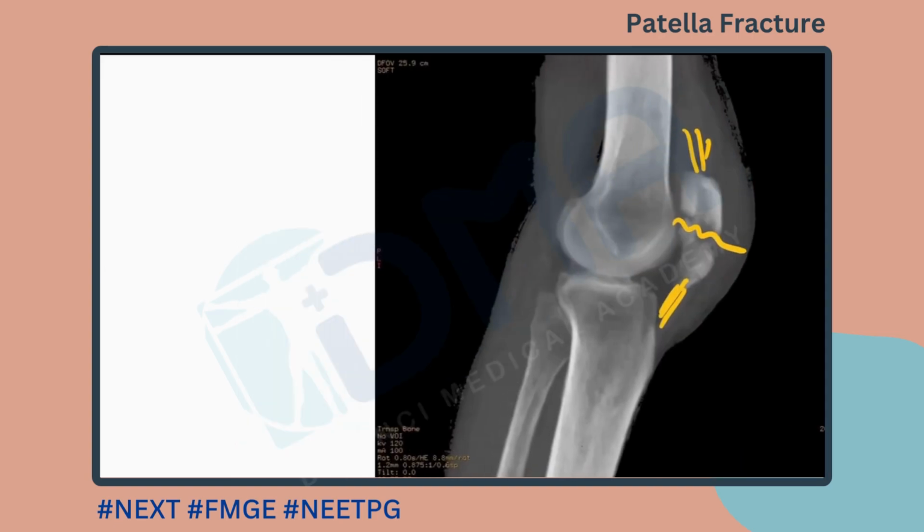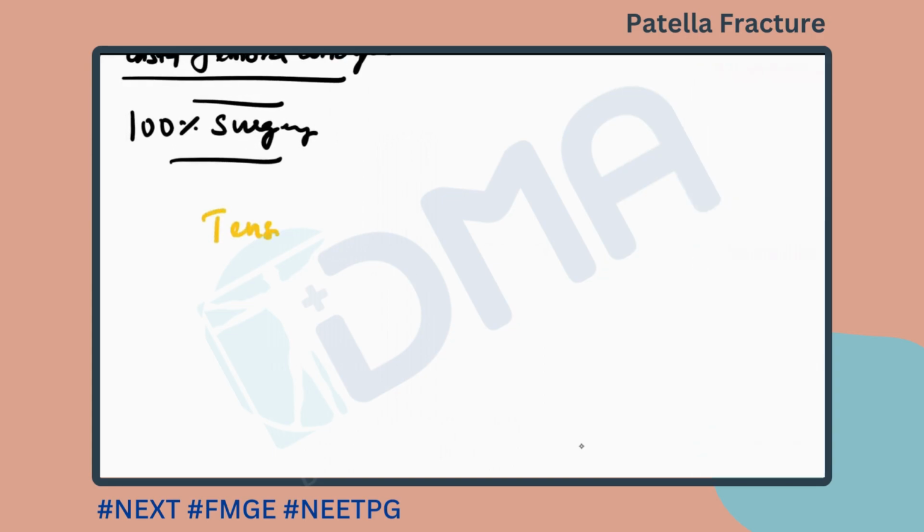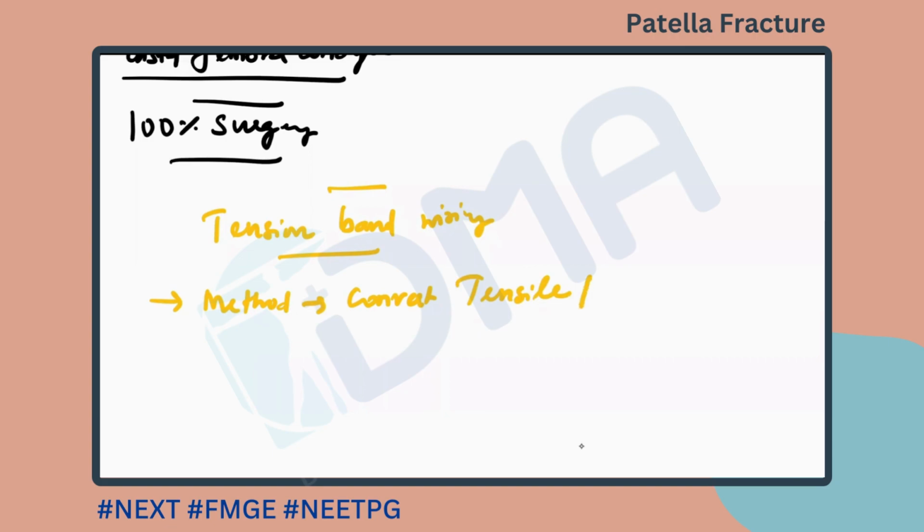The fixation which is routinely used is called as tension band wiring. In tension band wiring, this method converts tensile forces into compressive forces, so that the fracture gets compressed and heals nicely. So in tension band wiring, the tensile forces are converted into compressive forces, thereby the fracture heals nicely.